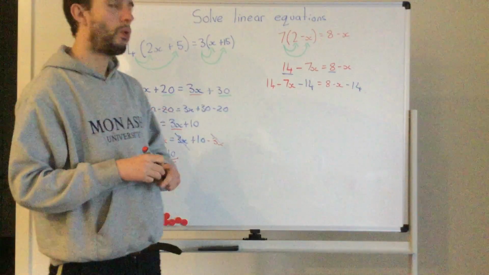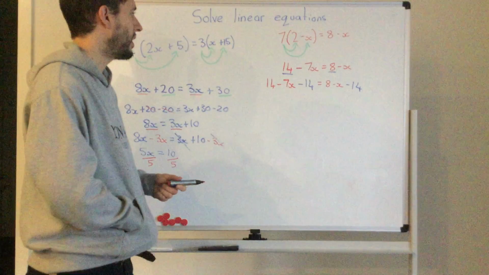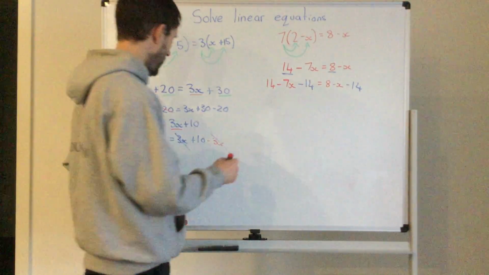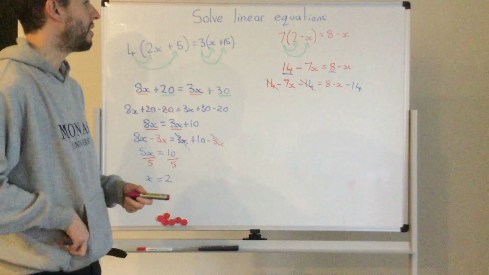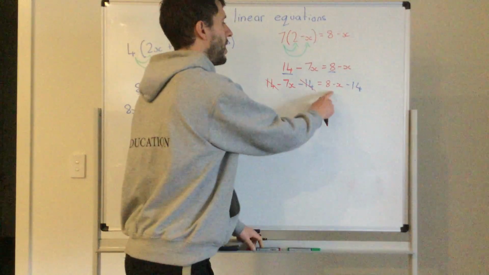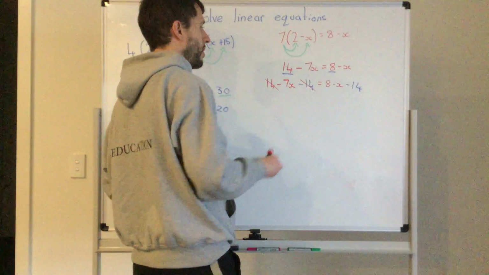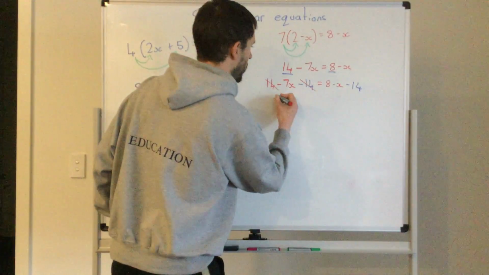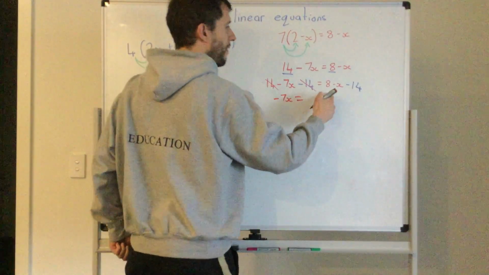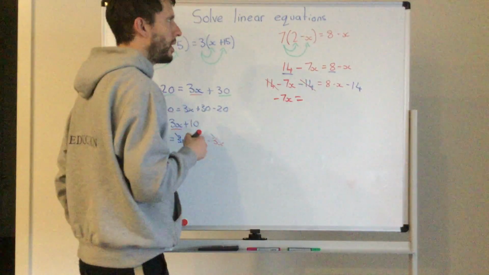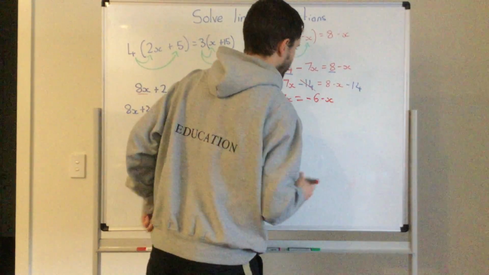So now I can go through this and work this out. If I have 14 take 14, that becomes 0. Negative 7x is left over here, equals, if I've got 8 and I'm taking 14 away, 14 take 8 equals 6, so that will be negative 6 take x.